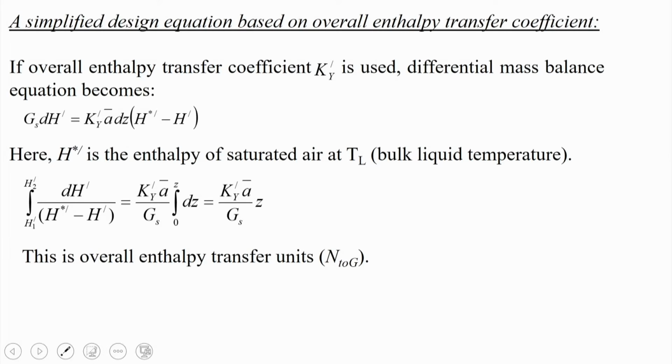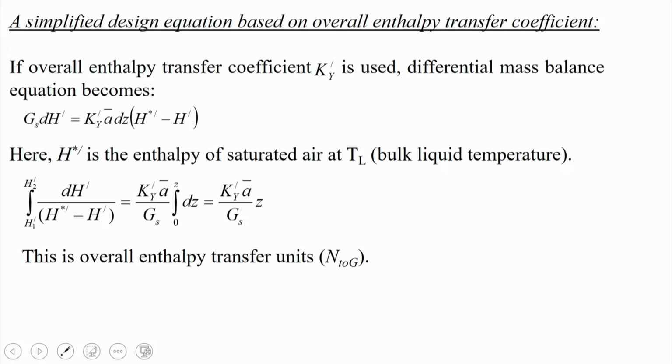Now, a simplified design equation based on the overall enthalpy transfer coefficient is also there, and sometimes we need to use that also. If we have the overall mass transfer coefficient, capital K y prime, then the differential mass transfer equation becomes G s into d h prime is equal to capital K y prime into A bar into d z into h star prime minus h prime.